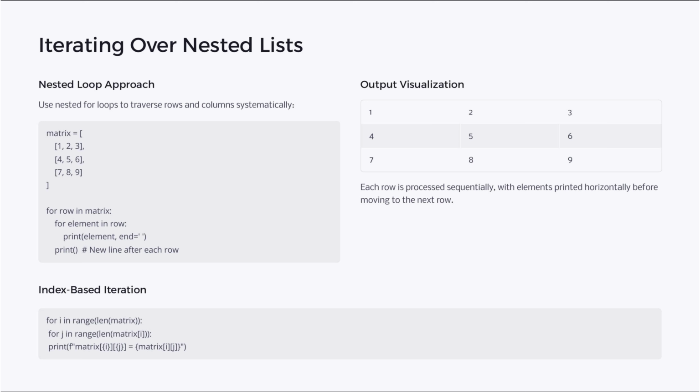Iterating over nested lists involves using nested loops to access each element systematically. The outer loop traverses rows, while the inner loop accesses elements within each row. This approach prints elements horizontally, row by row. Alternatively, index-based iteration allows precise access, printing each element's position and value, enhancing understanding of matrix structures.